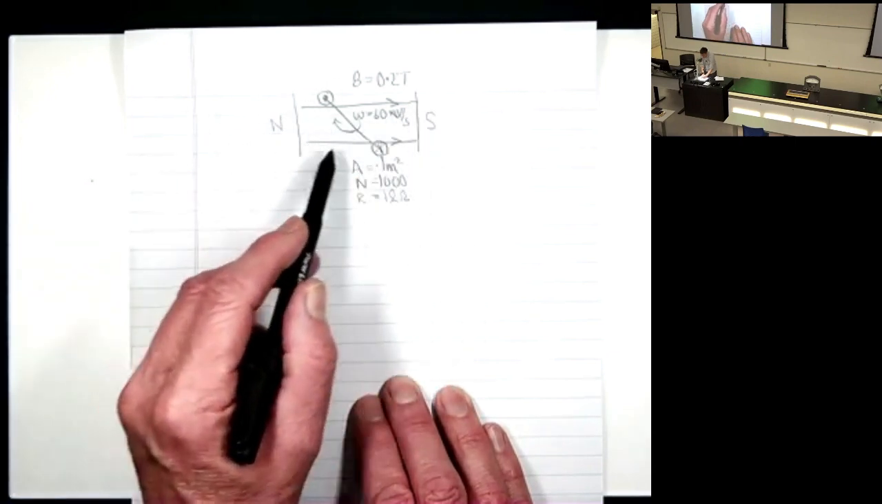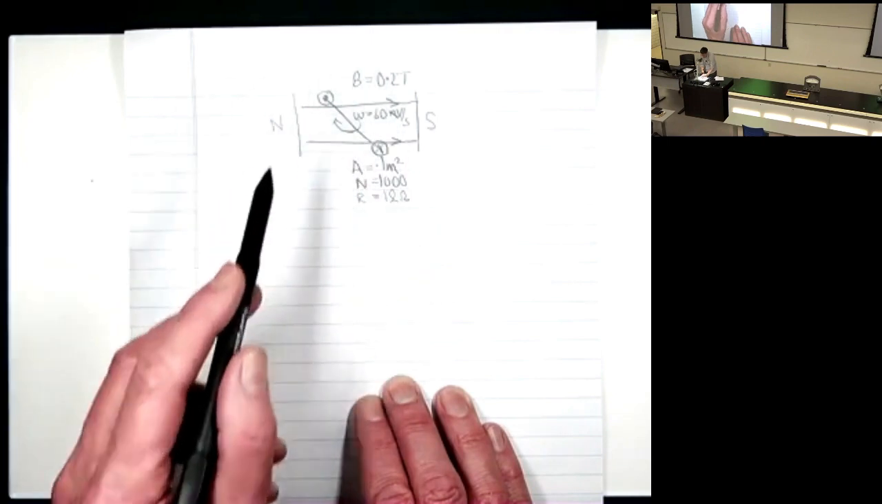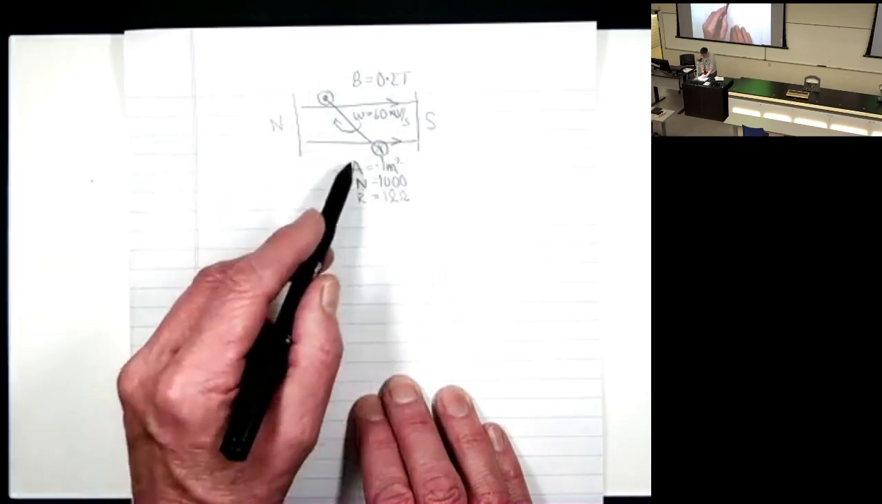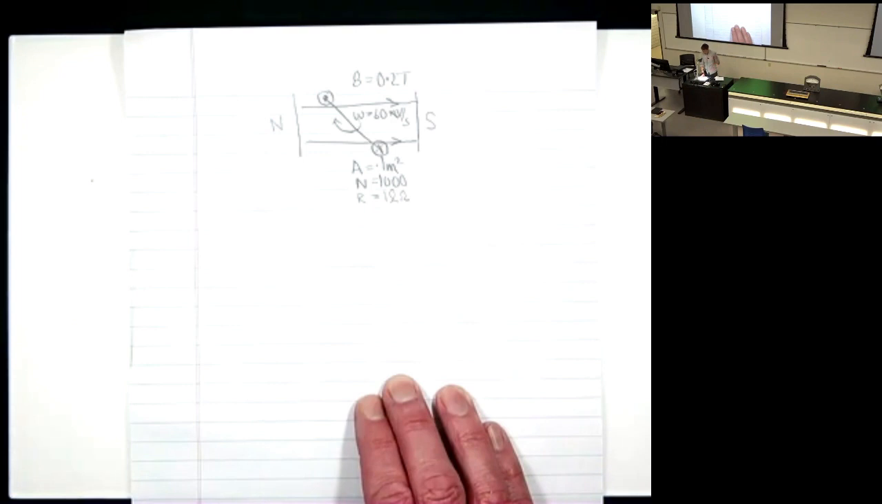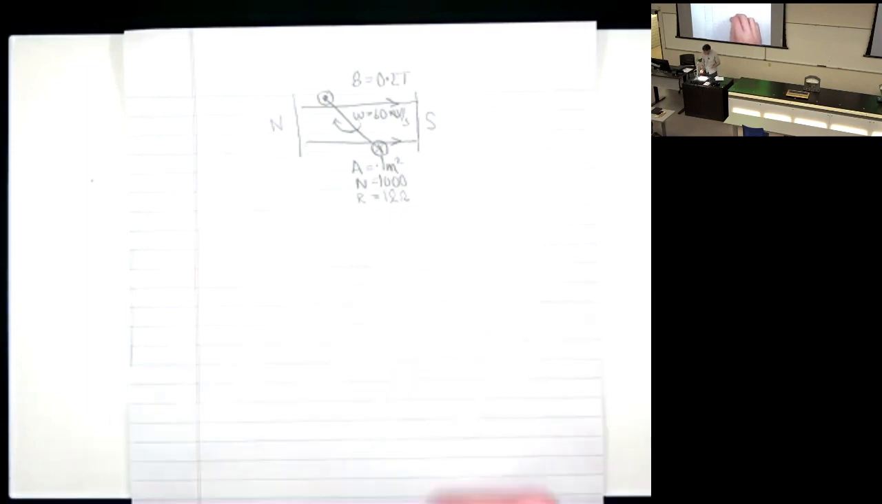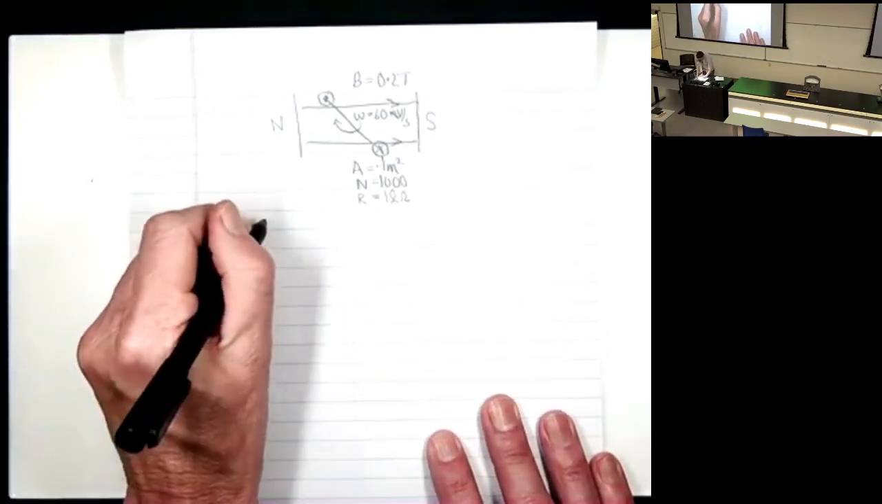I've indicated with the horizontal lines the magnetic field, and I've indicated down here all the features of the loop that we were told. We were told its area. We were told the number of turns. We were told the resistance of the loop. The first question asks, what's the maximum induced EMF and what's the maximum induced current? So let's figure that out.